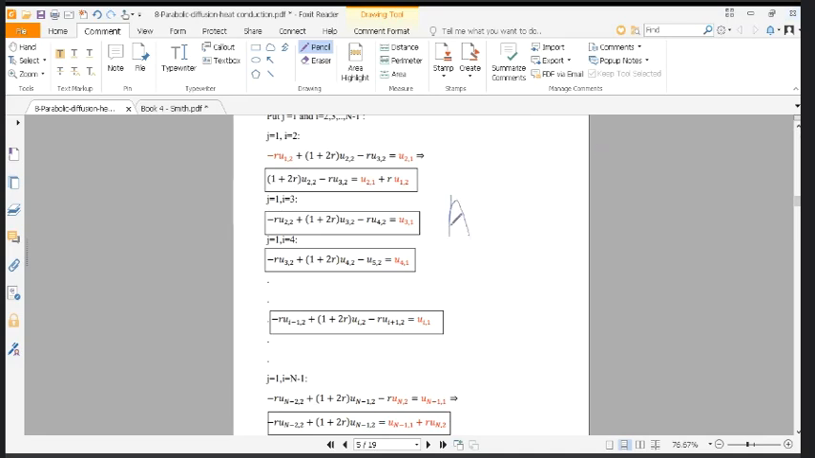I want from you to change these equations to a system of linear equations as AU equal to B. We need the matrix presentation.